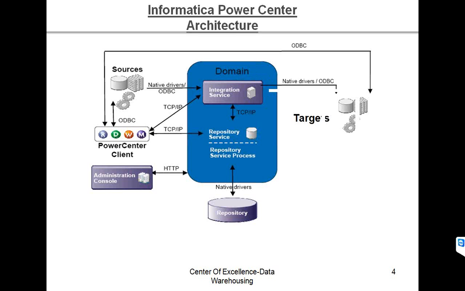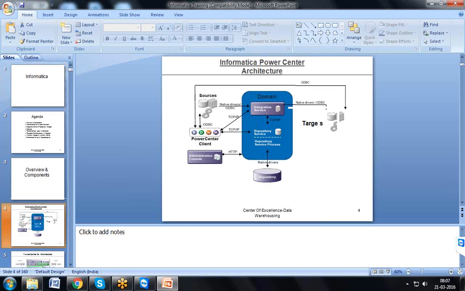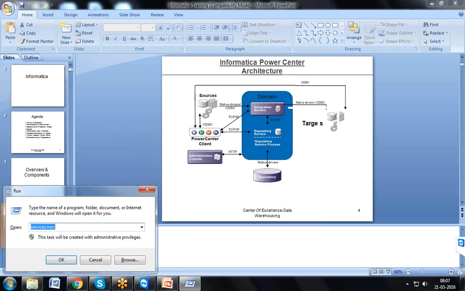As these are trial versions, there are scenarios where your services go down. That's the reason on a daily basis, before getting into Informatica, I check whether the services are up and running fine. So how to check that? It's very simple. Press Windows R, and type services.msc. Then click on OK.